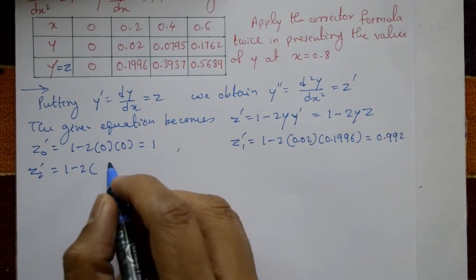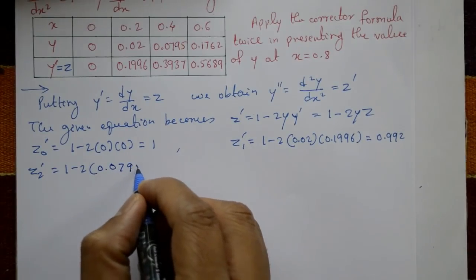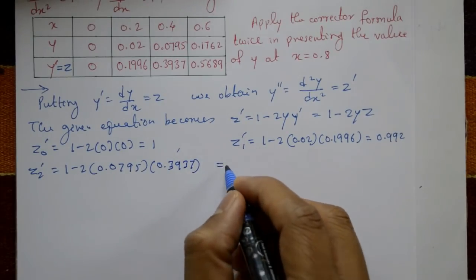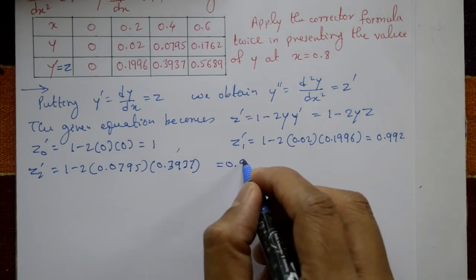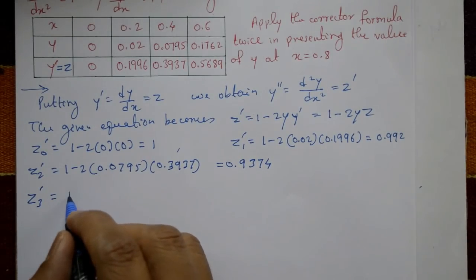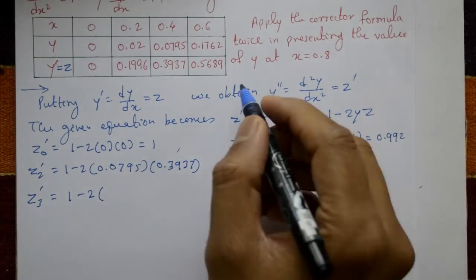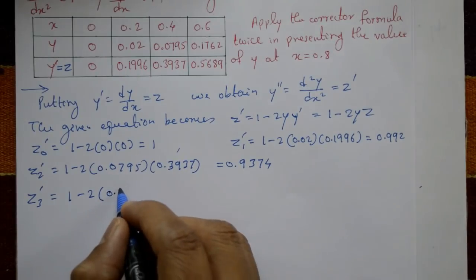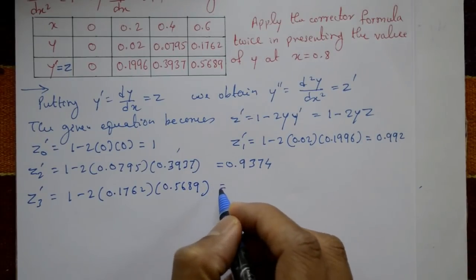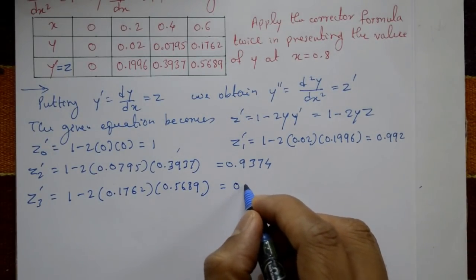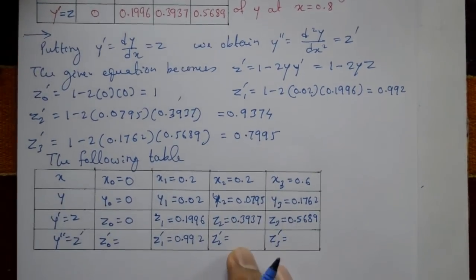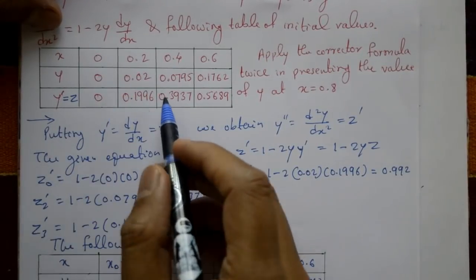Next is z2 dash, using 1 minus 2 into y2 z2, that is 0.0795 into 0.3937, and this is equal to 0.9374. Next is the z3 dash value, 1 minus 2 into y3 z3, using 0.1762 into 0.5689, and this is equal to 0.7995.